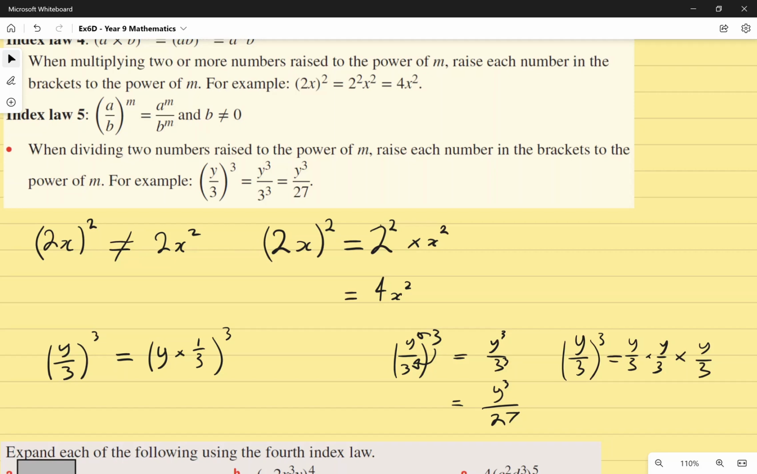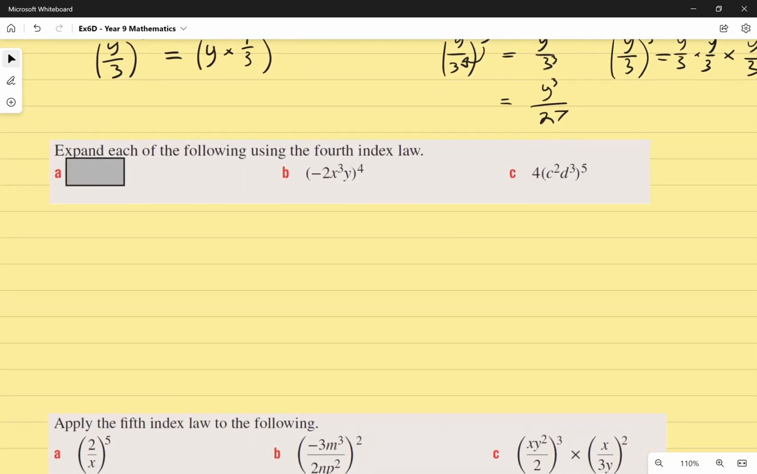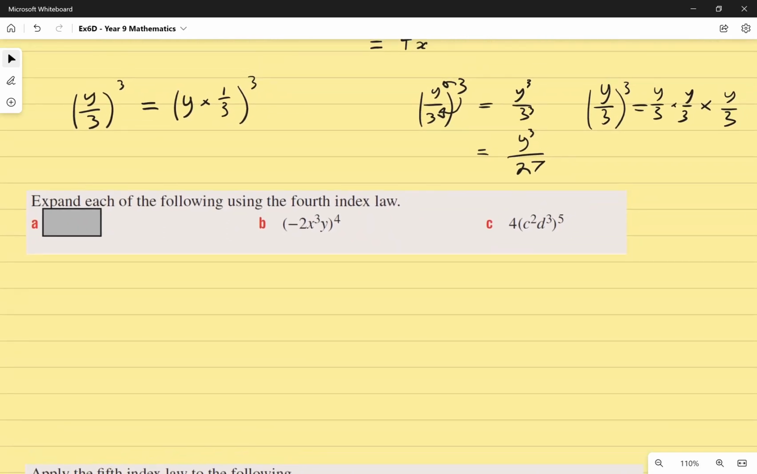Same with index law 4: 2x squared is going to be equal to 2x times 2x, just to make that a little clearer for you. That's the same as 4x squared, because we have 2 times 2 and x times x. So we'll work through a couple of examples here, and then we'll see whether you want any more.